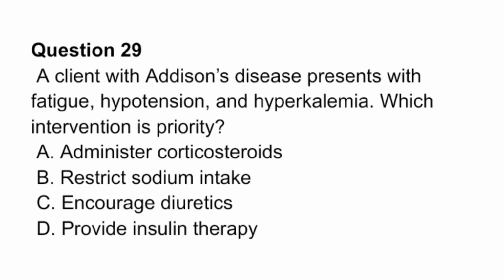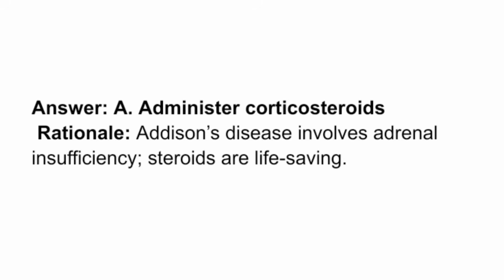Question 29. A client with Addison's disease presents with fatigue, hypotension, and hyperkalemia. Which intervention is priority? A. Administer corticosteroids. B. Restrict sodium intake. C. Encourage diuretics. D. Provide insulin therapy. Answer: A. Administer corticosteroids. Rationale: Addison's disease involves adrenal insufficiency, steroids are life-saving.